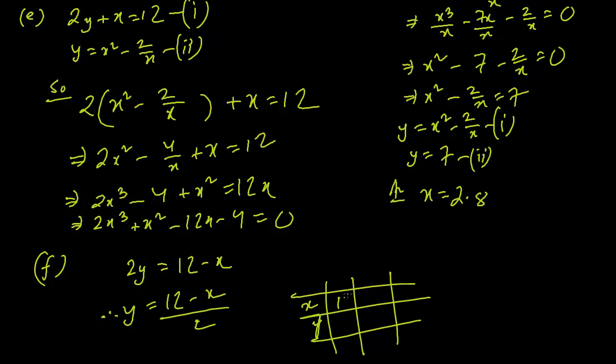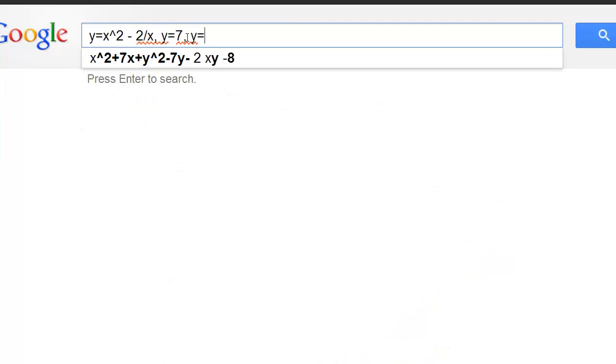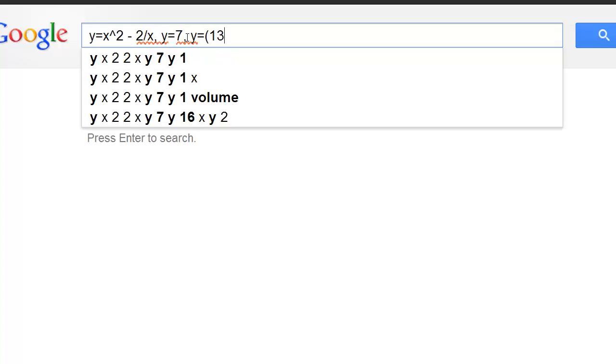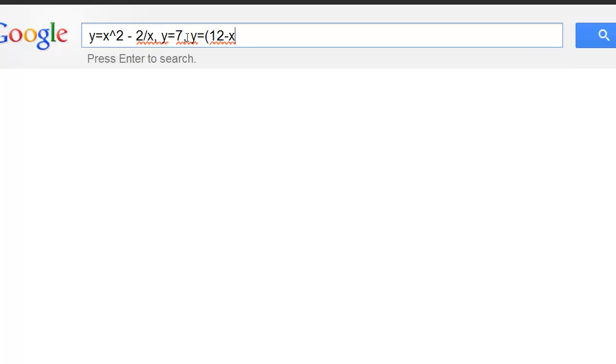The first value I'm taking is 1. So 12 minus 1 is 11. This is 11 by 2. And the final value is 3. Let me put 3 here. 12 minus 3 is 9. 9 by 2. So let me do it over here. So y equals 12 minus x by 2.